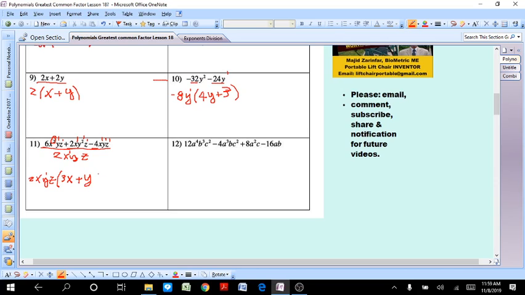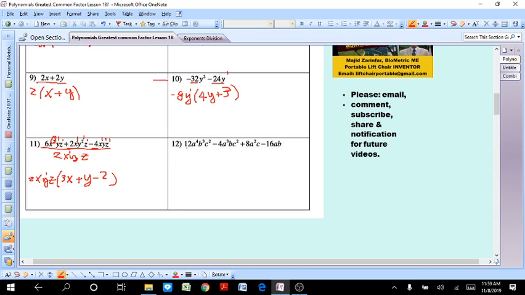What about the next one? Negative 4. 4 divided by 2 is 2. X divided by x is 1. Y divided by 1 is y. Z divided by z is 1. So the entire expression goes to negative 2. So this is the answer for this.